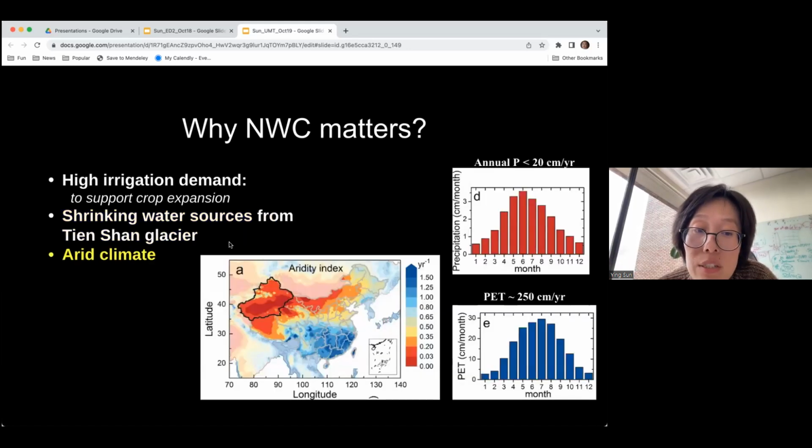Third, in this region, this is a typical dry land system. When you look at this aridity index, you can clearly see this is a very, very dry region. The annual precipitation is lower than 20 centimeters per year, and the PET is 10-fold higher than annual precipitation. So that means we need irrigation, and the irrigation must come from external sources, and the ultimate source is from the Tian Shan Mountain glacier melting.